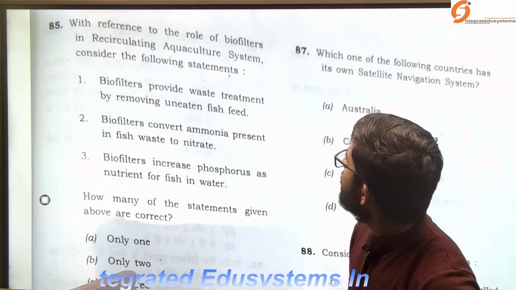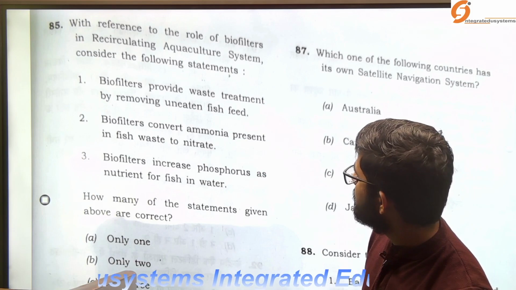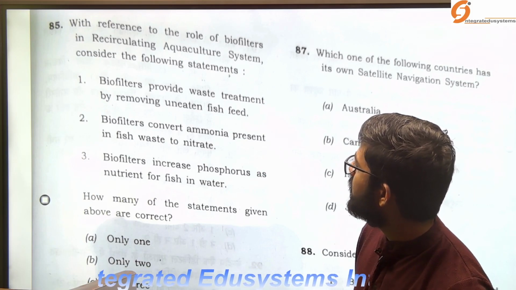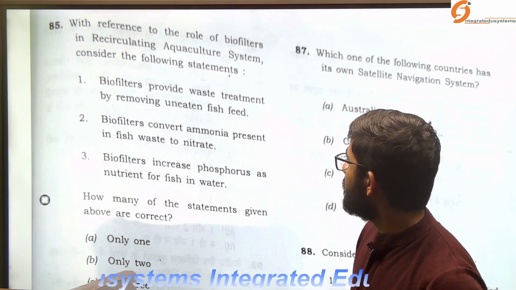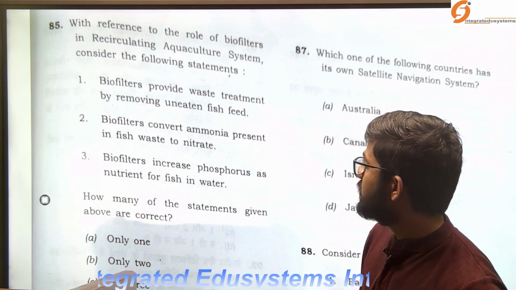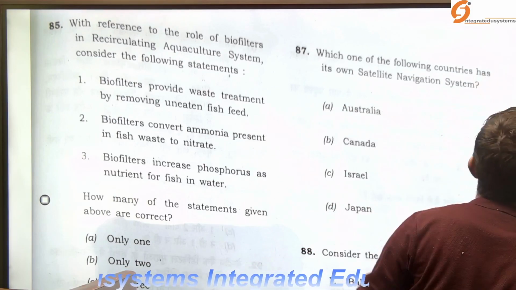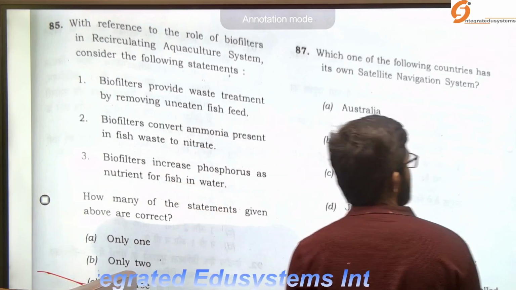With reference to the role of biofilters in recirculating aquaculture system, consider the following statements. Biofilter provides waste treatment by removing uneaten fish feed. Yes. Biofilter converts ammonia present in fish waste to nitrate. Yes. Biofilter increases phosphorus as a nutrient for fish in water. Yes. So here answer is only and only C. We can say all three statements are correct.